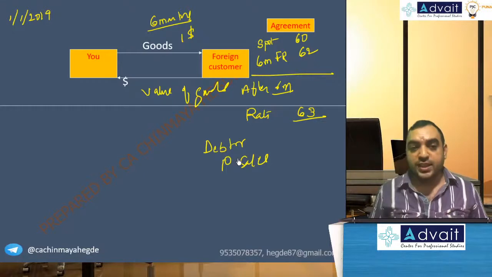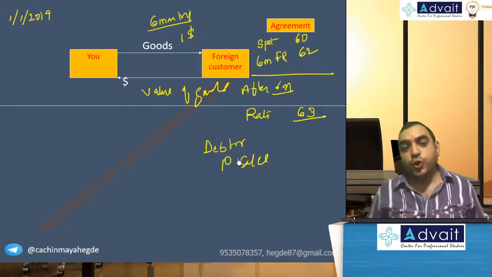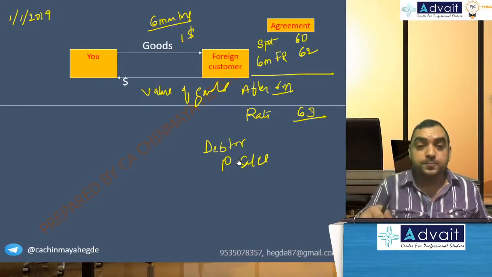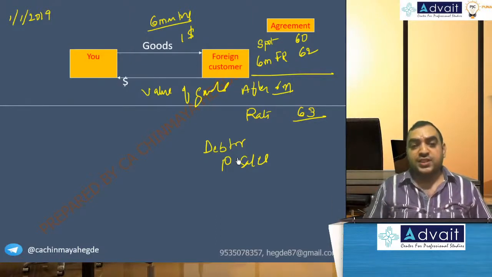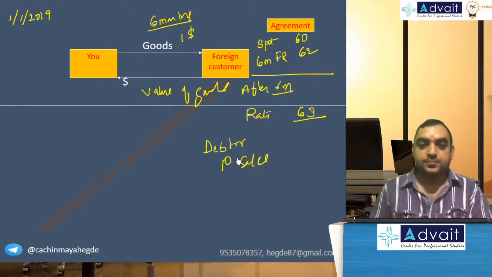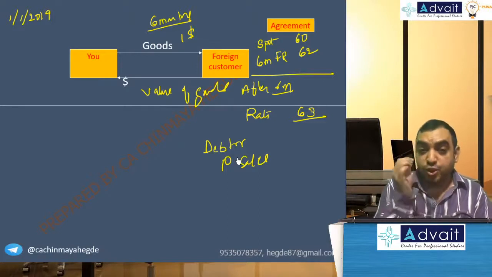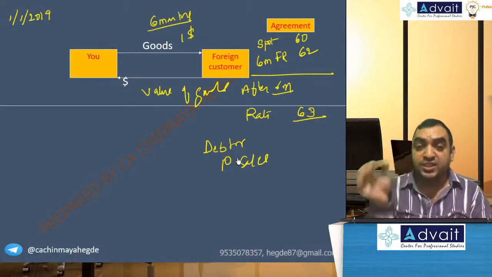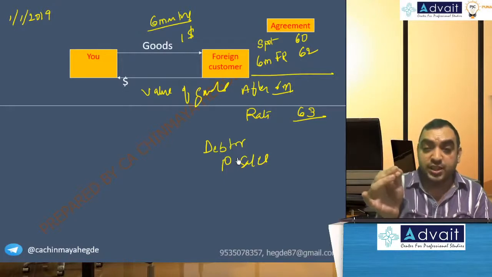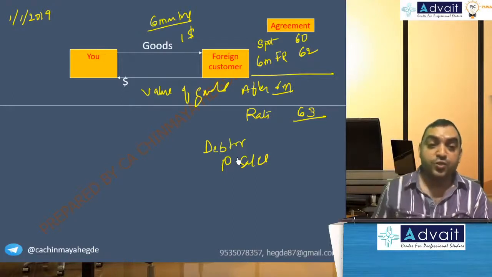Debtor account debit to sales. Can you tell me what is going to be the rate at which you book? 63 rupees or 62 rupees? What entry are you going to pass? Debtor account to sales, will you write 63 or will you write 62?